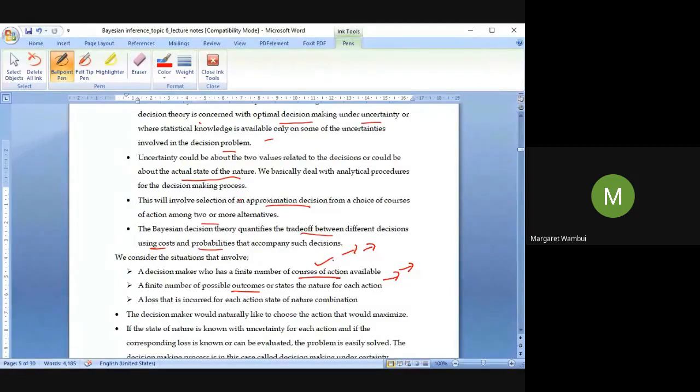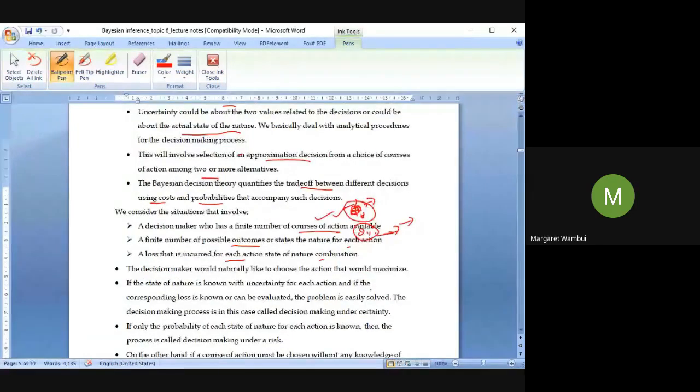So when I take this course of action, maybe, for example, call it action A1, and the state of nature for action 1 is maybe theta 1. If I combine these two, what loss do I come up with? And that is the third situation. We are saying a loss that is incurred for each action, state of nature combination. When you combine the two, you combine the action and the state of nature. For example, a state of nature is like the probability, the proportion, all those things.